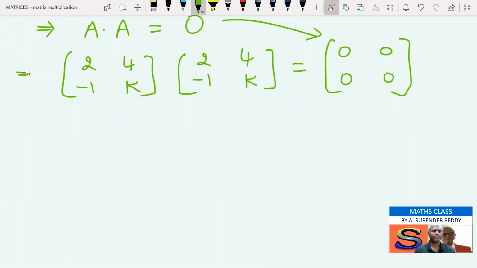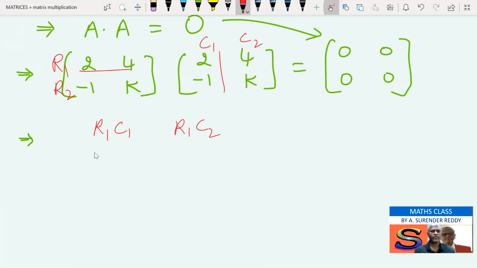Now multiply. So as usual, multiplication is: divide the first matrix into rows and the second matrix into columns. R1, R2, C1, C2. So R1 with C1, R1 C2, R2 C1, R2 C2. So this is the procedure of multiplication.